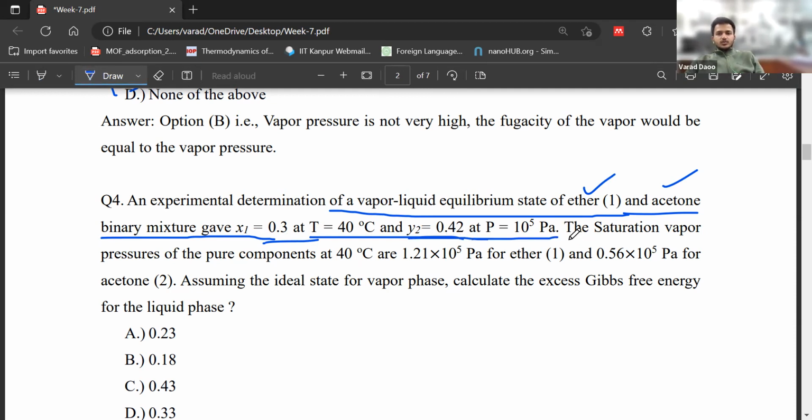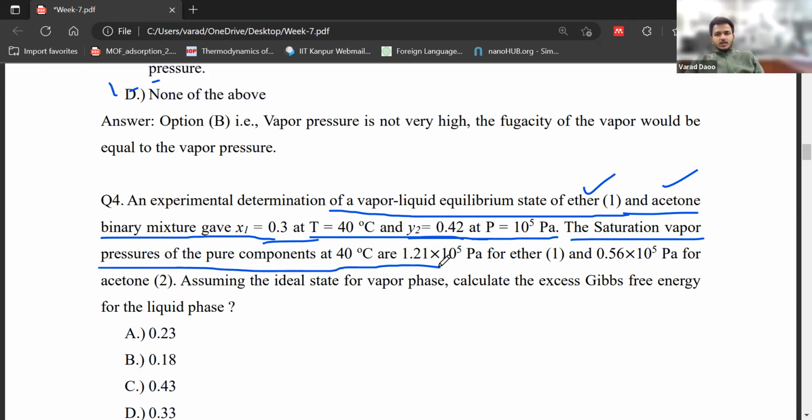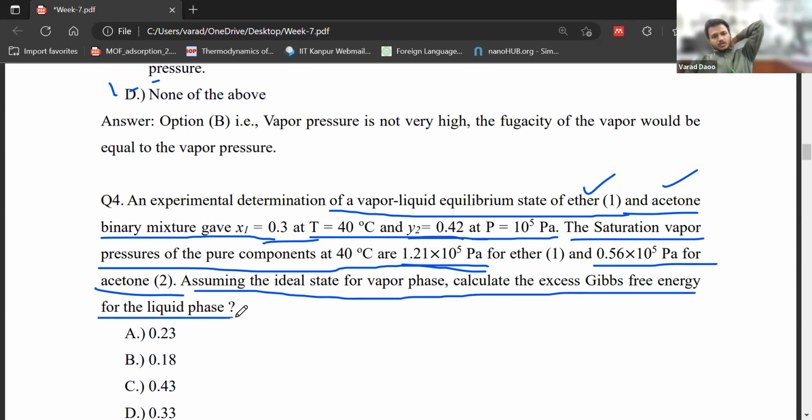Okay, so what we are given is the saturation vapor pressure of pure components at the same conditions of temperature. For ether, saturation pressure is 1.21 into 10 to the power 5 pascals, and for acetone it is 0.56 into 10 to the power 5 pascals. So assuming the ideal state for vapor phase, calculate the excess Gibbs free energy for the liquid phase. Okay, so we have a VLE question, in which 1 is ether, which is the more volatile component, and 2 is acetone, right?